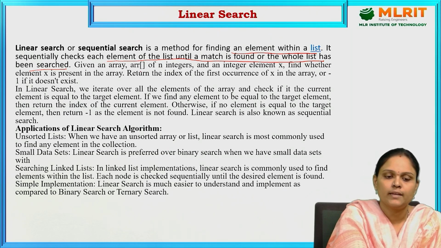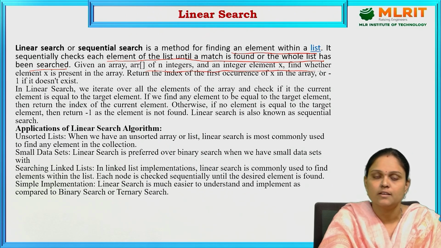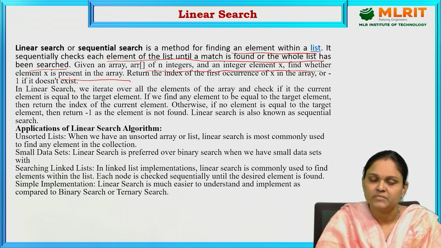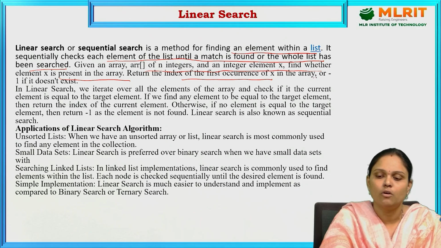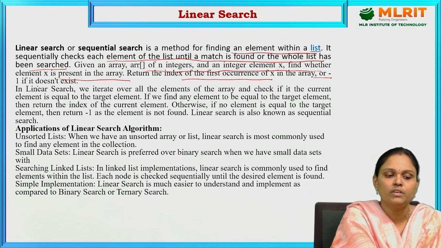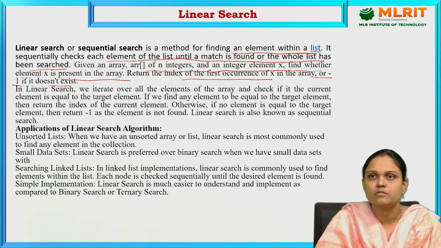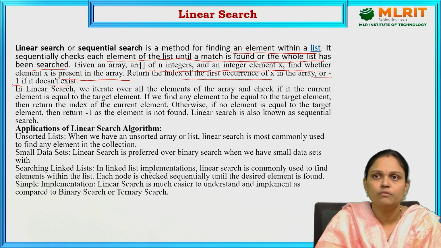Given an array of n integers and an integer element x, find whether the element x is present in the array or not. It returns the index of the first occurrence of x in the array, or it returns -1 if it doesn't exist. If you are using functions, the function returns the index position if the element is present. If not, we return -1, which indirectly tells us the element is not present in the list.